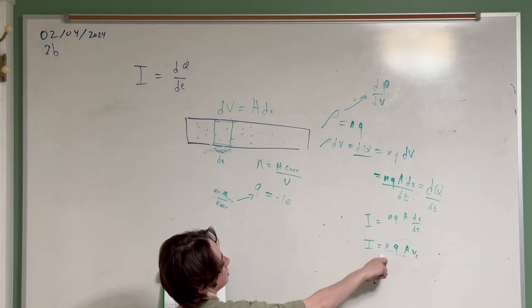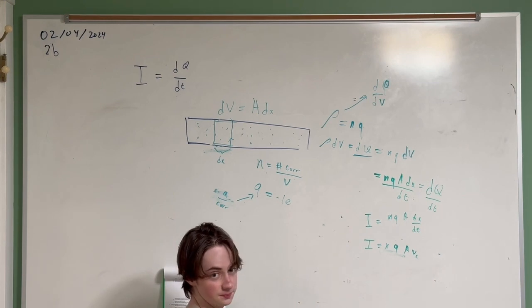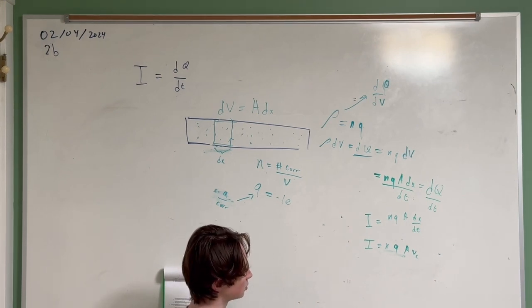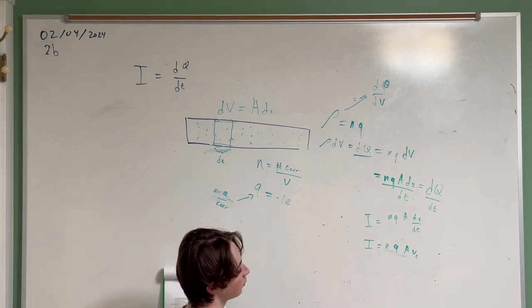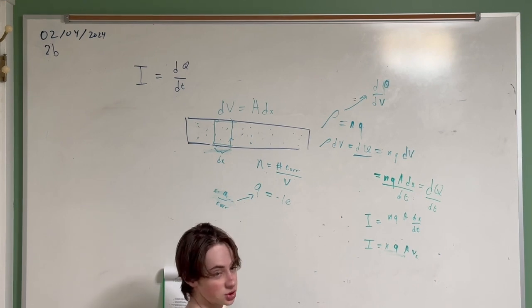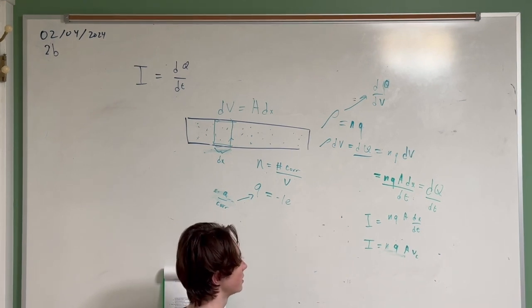How do you tell which V is which? Voltage versus velocity. Velocity is usually lowercase, and voltage is usually uppercase, but it's also in context.